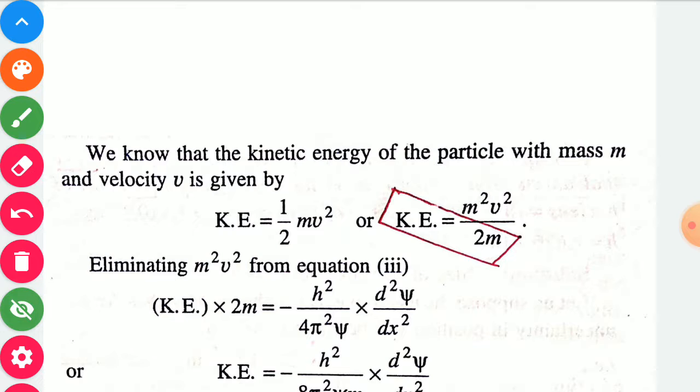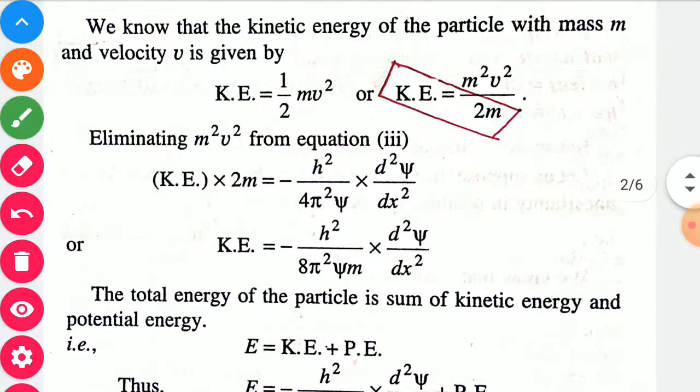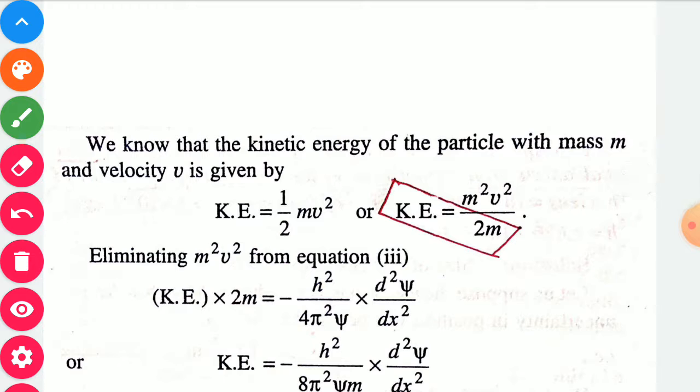First of all, know this equation: kinetic energy K is equal to m square v square upon 2m. So in place of m square v square in equation third, we may write kinetic energy into 2m. In equation third, m square v square is given, so in its place we may take kinetic energy into 2m. Therefore, kinetic energy into 2m is equal to minus h square upon 4 pi square psi multiplied by d square psi upon dx square.